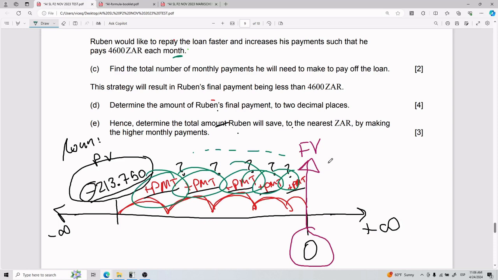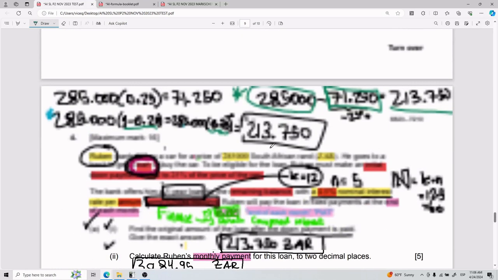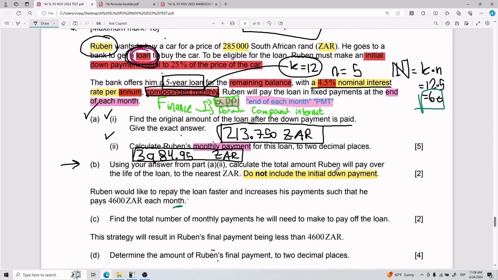All right, we know that Ruben pays monthly, right? So that means per year he pays 12. So he paid for 60 months because big N is 60. So all you really have to do here is take your PMT and multiply by number of months or periods or whatever. And so here you would have to be doing your answer from part A double I, so 3,984.95 times 60, which is your number of months, okay?